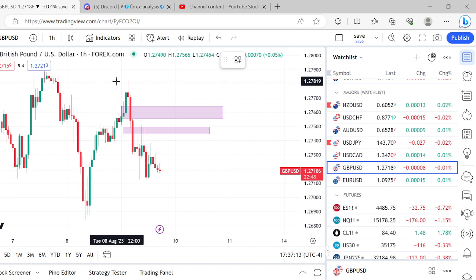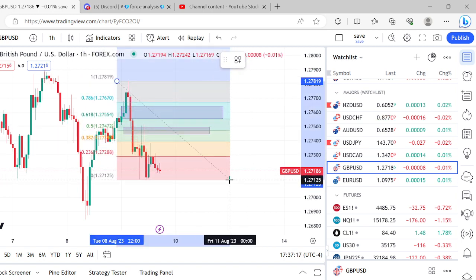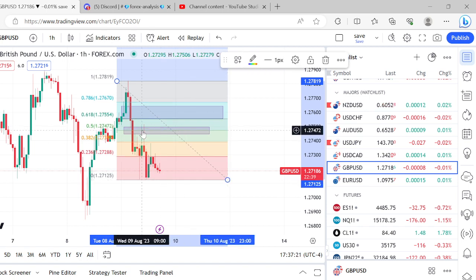Now, we're going to draw our Fibonacci from the high of the displacement leg to the low. See how it traded up above 50% equilibrium? That's my trigger point. The second it trades above 50% equilibrium, I'm getting in it. That's all I need to see at that point.